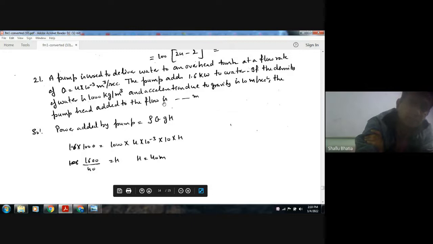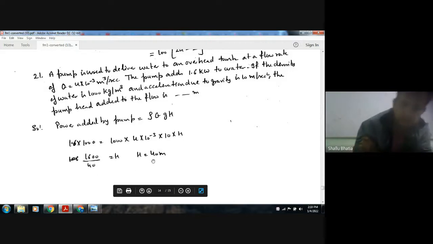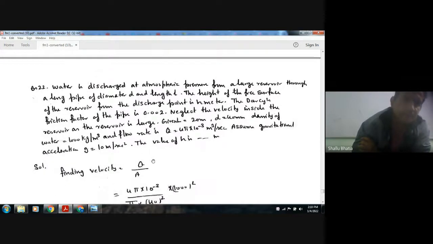So power added by the pump is rho Q g H. Putting it equal to 1.6 kilowatt or 1.6 thousand watt, H will be 50 meter. The total load is equal to 20 meter. So the answer is 40 meter.